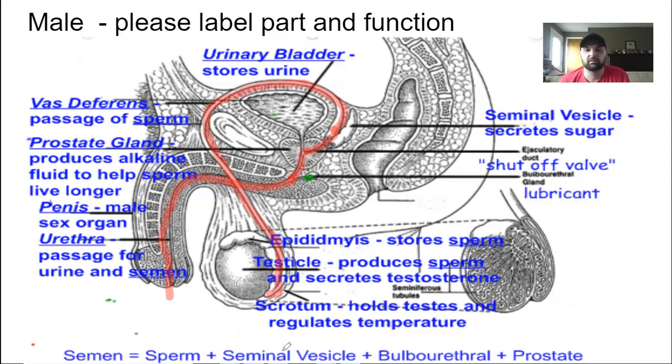So all those steps that I just went through, and if you look on the bottom here, semen equals sperm, seminal vesicle, bulbourethral, prostate. That is what semen equals. It's all those components. It's not just sperm. Sperm is not semen. Sperm is inside semen.